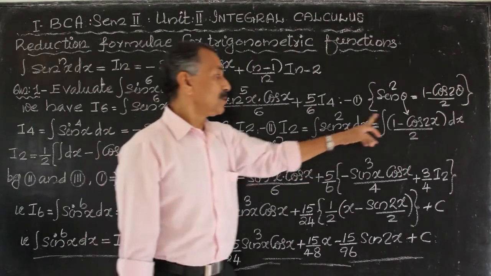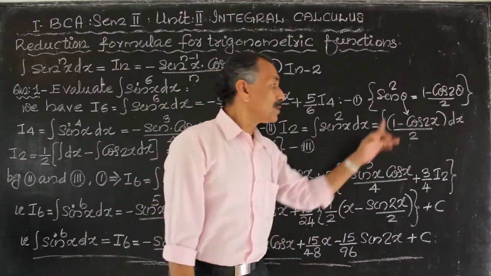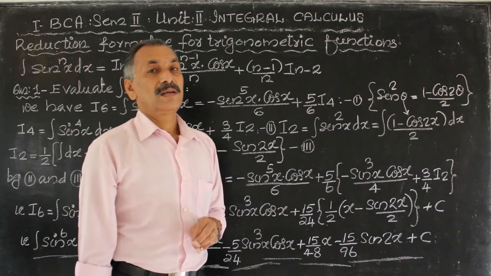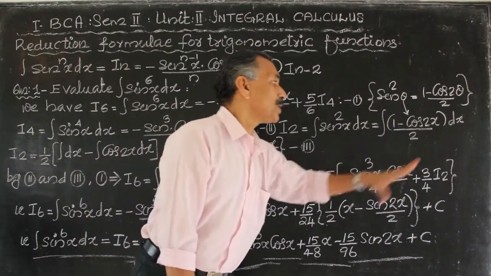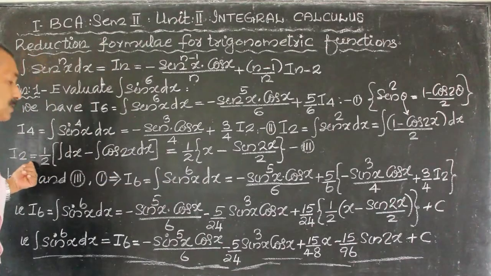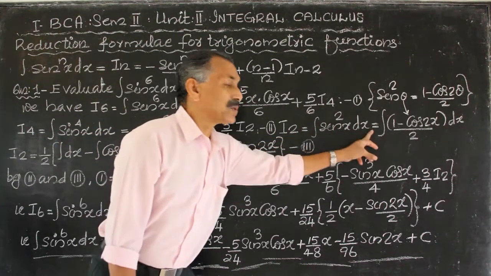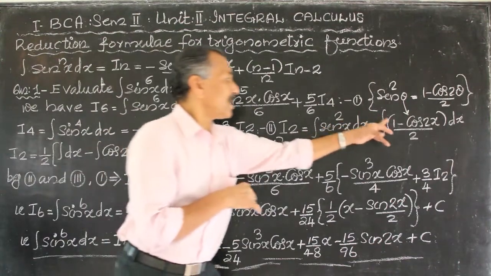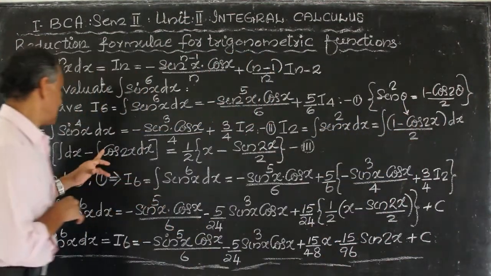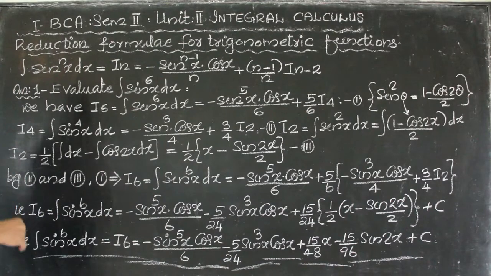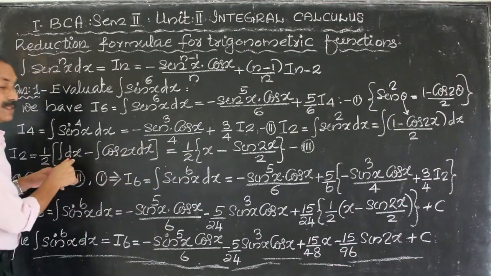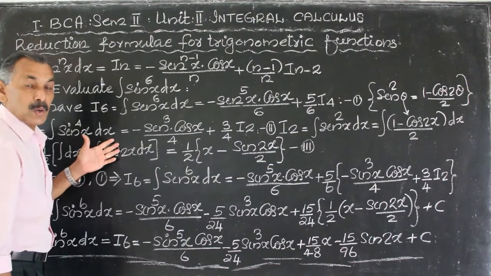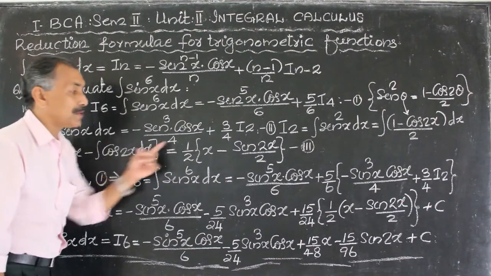Then this is sin square x is equal to 1 minus cos 2x by 2. Cos square x is equal to 1 plus cos 2x by 2. Sin square x is equal to 1 minus cos 2x by 2. Therefore, I 2 is equal to the integral of sin square x dx, equal to 1 by 2 into the integral of 1 dx minus the integral of cos 2x dx. That is 1 by 2 into x, the integral of dx is x, minus the integral of cos 2x, which is sin 2x, divided by 2, the derivative of 2x.